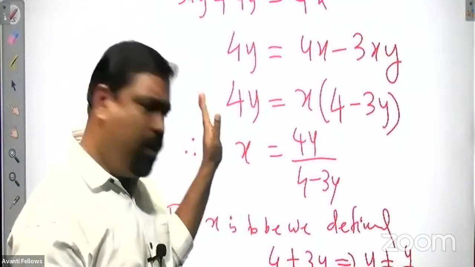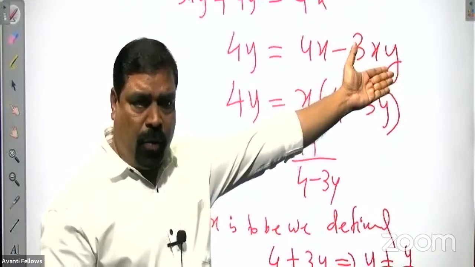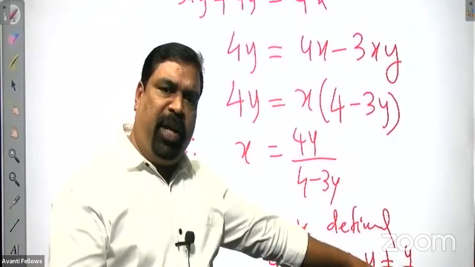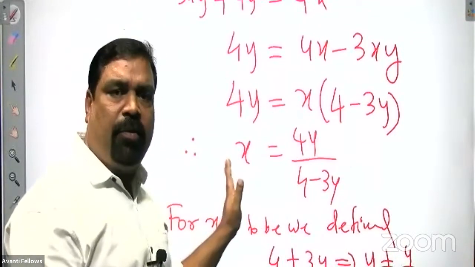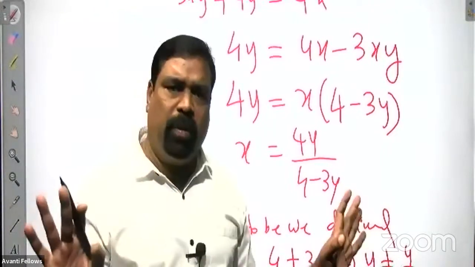Okay. From where have we taken this y? We have taken y from the codomain R. But y cannot be 4 by 3. So that means 4 by 3 has no pre-image. 4 by 3 has no pre-image means it is not onto. That's all. Okay.